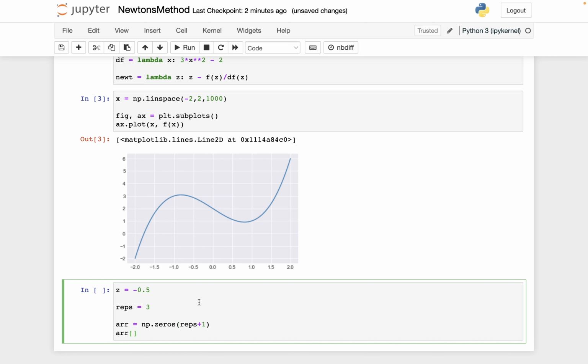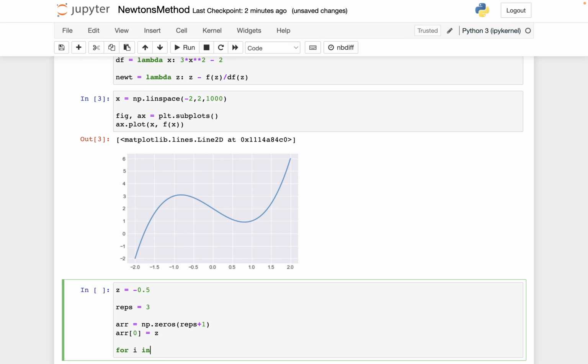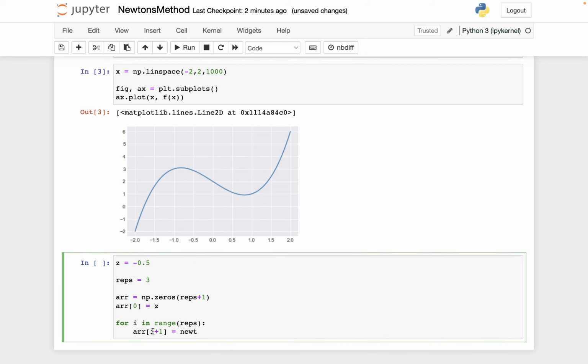And so let's put z in here. So we put arr bracket 0 equals z. And then for i in range reps, we'll do arr i plus 1 equals newt, which I defined up here, z minus f of z over f prime of z. So the next thing in arr is going to be newt of the previous thing.